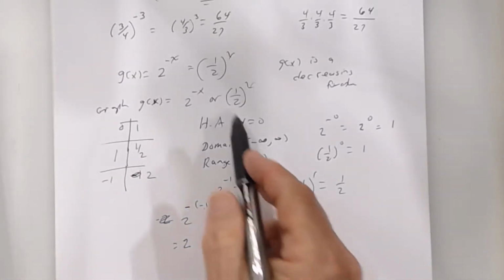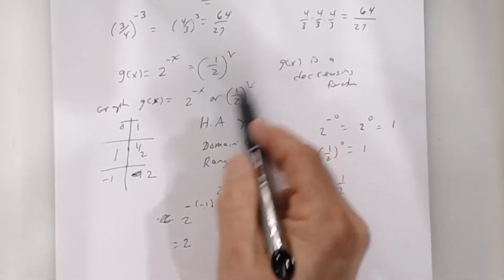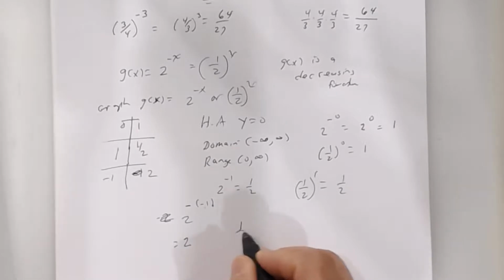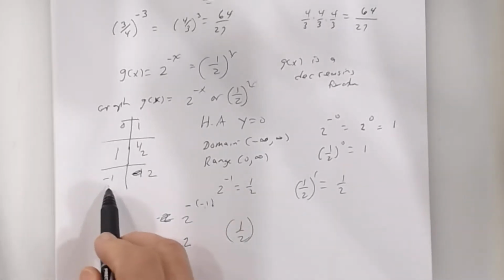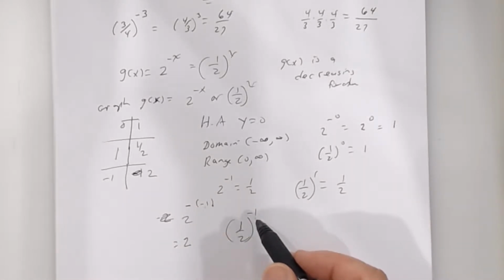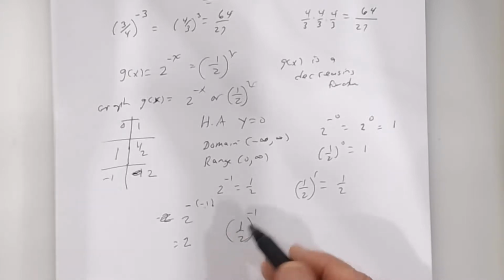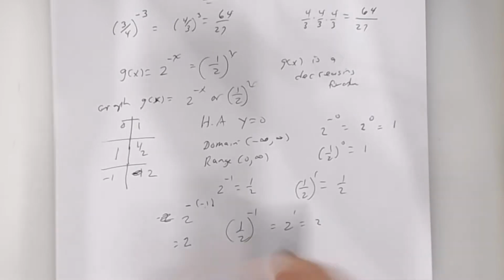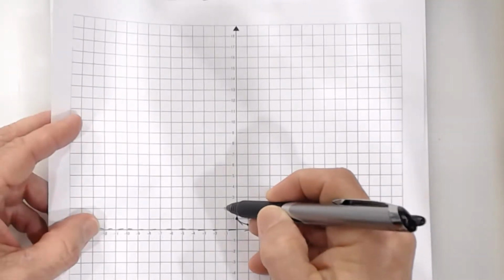Now if I use this one here instead, look at this now. That's 1/2 to the x power. What is x here? Now think about what we just talked about. How do I make that exponent positive? Take the reciprocal of 1/2. What's the reciprocal of 1/2? So that's 2 to the first, which is 2. And that's what we got here. All right, so I get the point (-1, 2), which is here.